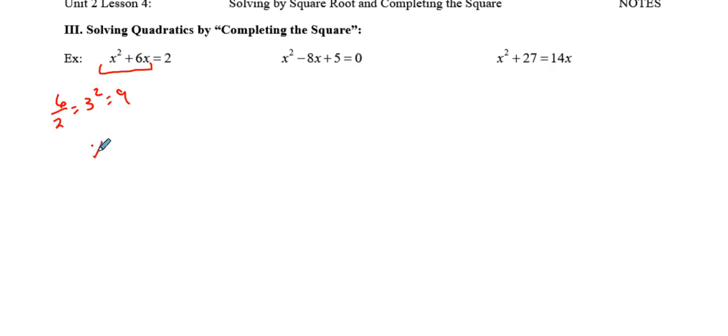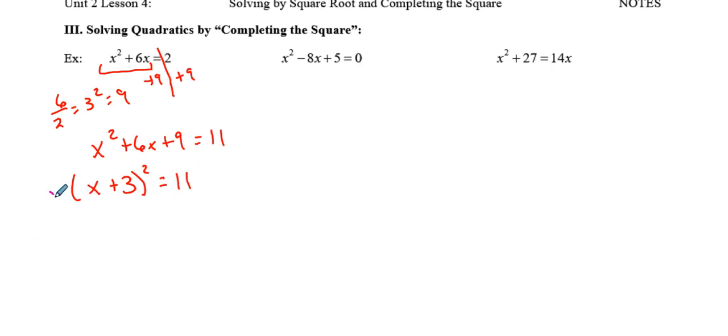So if this was the quantity x squared plus 6x plus 9, I could factor it. So what I'm going to do here is add 9 to both sides of the equation, which I'm allowed to do. Now it's a perfect square trinomial equal to 11. So factor that to x plus 3 squared equals 11. And from there, you can then take the square root of both sides and get x plus 3 equals plus or minus the square root of 11.